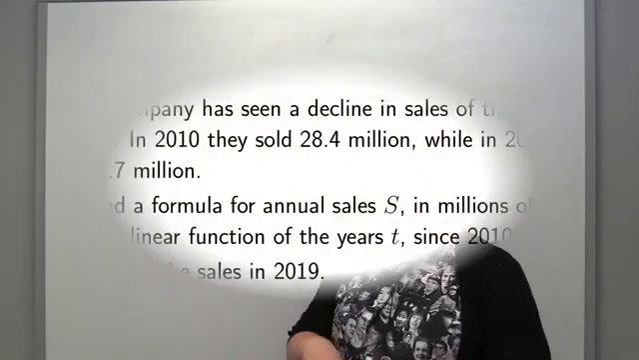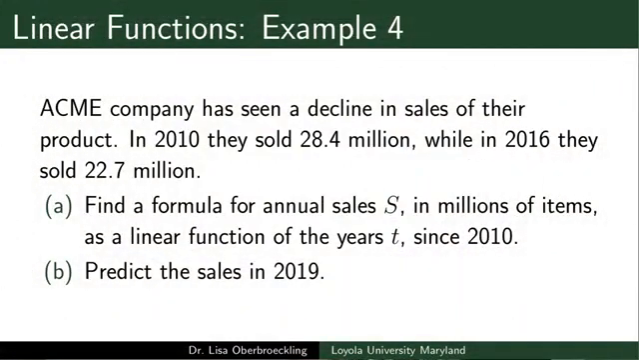This example is a little bit more involved of a word problem. We're given that Acme Company has seen a decline in sales of their product. And we're given some data that in 2010, they sold 28.4 million items, and in 2016, they sold 22.7 million. So part A is to find a formula as a linear function.